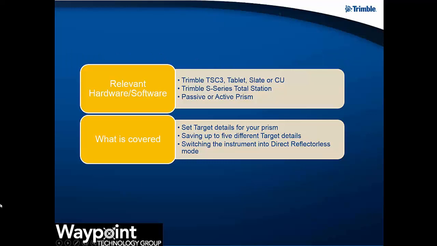Some of the relevant hardware and software included in this video tutorial are the TSC3 tablet, slate, or CU data collectors, a Trimble S-Series total station, and a passive or active prism. Some of the things we'll be covering include setting the target details for your prism, saving up to 5 different target details in the field collection software, and switching the instrument into direct reflectorless mode.